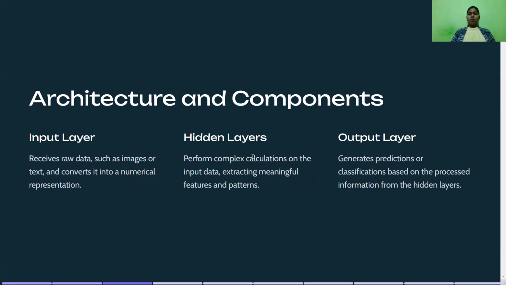Hidden layers perform complex calculations on the input data, extracting meaningful features and patterns. Output layers generate predictions or classifications based on the processed information from the hidden layers.